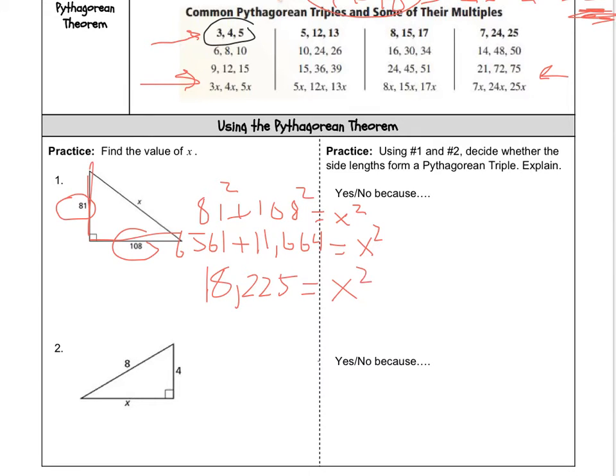Now, it still equals x squared. Well, I'm trying to find what x is. Well, how do I get x by itself? Well, what's being done? Well, x is being squared, right? Well, how do you undo squaring? The way that you undo squaring is by taking the square root.